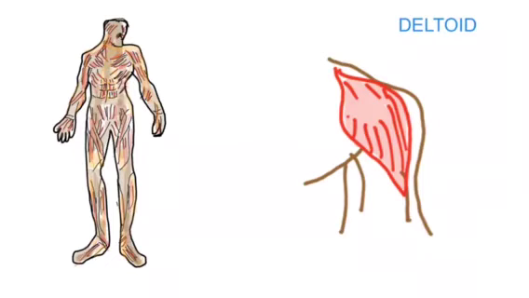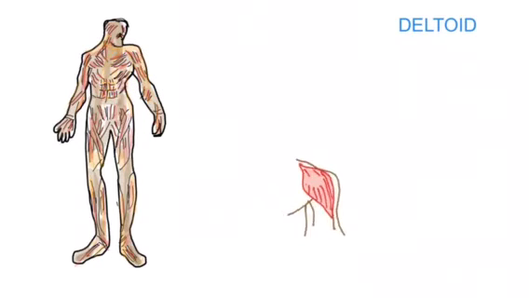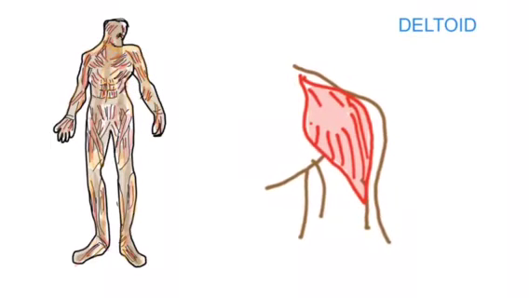We'll start by having a look at the muscles in the upper limb. The deltoid is located in the shoulder. Its origin is the scapula and the clavicle, and its insertion point is at the humerus. The deltoid assists with the abduction of the upper arm.